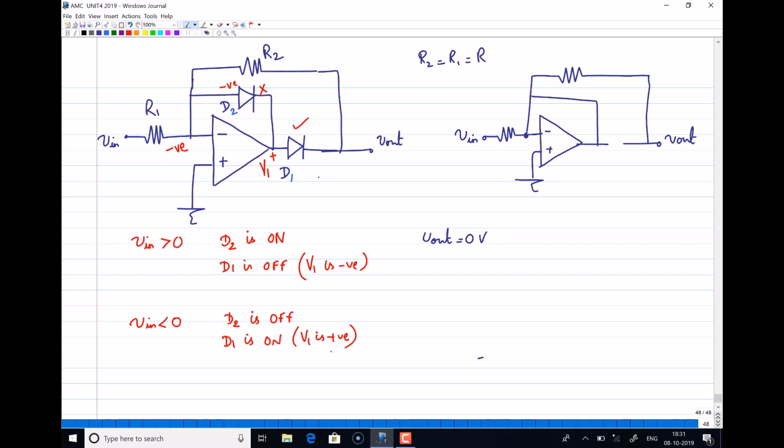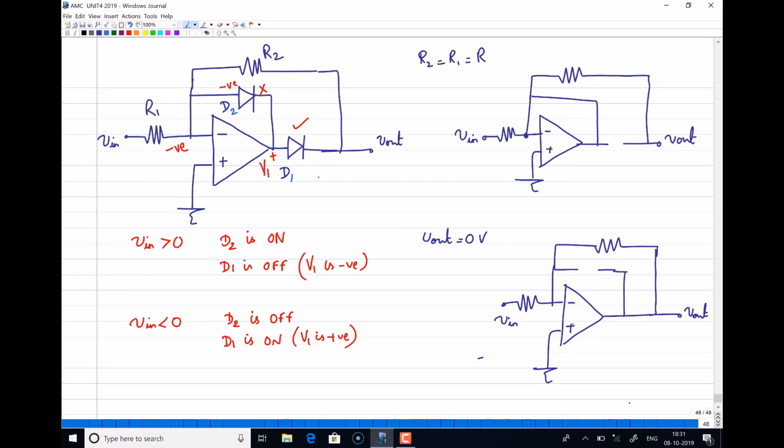So let me draw the equivalent circuit. When I draw the equivalent circuit, this is minus, plus, this is Vin. Now you have D2 off, so that will be open, but your D1 is on. That will make your circuit something like this, right? You have an open circuit here and you have a short circuit here. So you have R1 and R2 of same value. That will simply work as an inverting amplifier. Now when your Vin is negative, the inverting amplifier will make your output positive. So your output voltage will be equal to Vin itself, right?